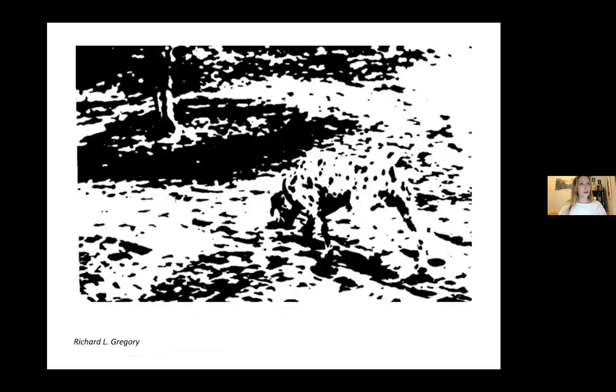And as you see the Dalmatian, I wonder if you can kind of pick out the tree on the left side and the ground where it's sniffing. This illusion was posited by Richard L. Gregory, who founded the Psychological Journal of Perception. And you can see how once you know what you're looking at, everything falls into place and you can't unsee it.